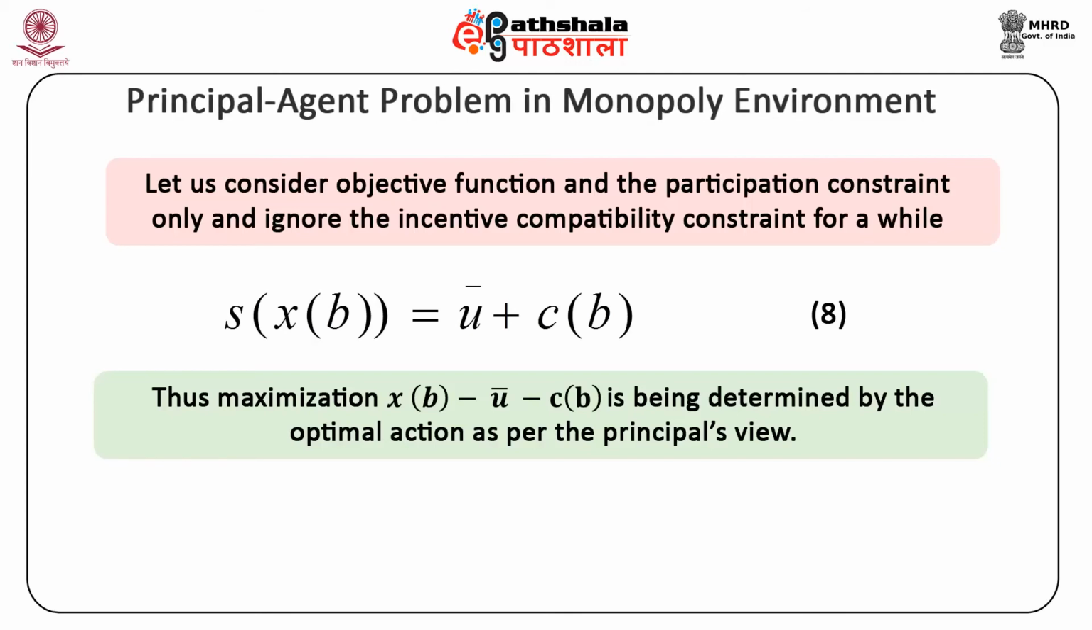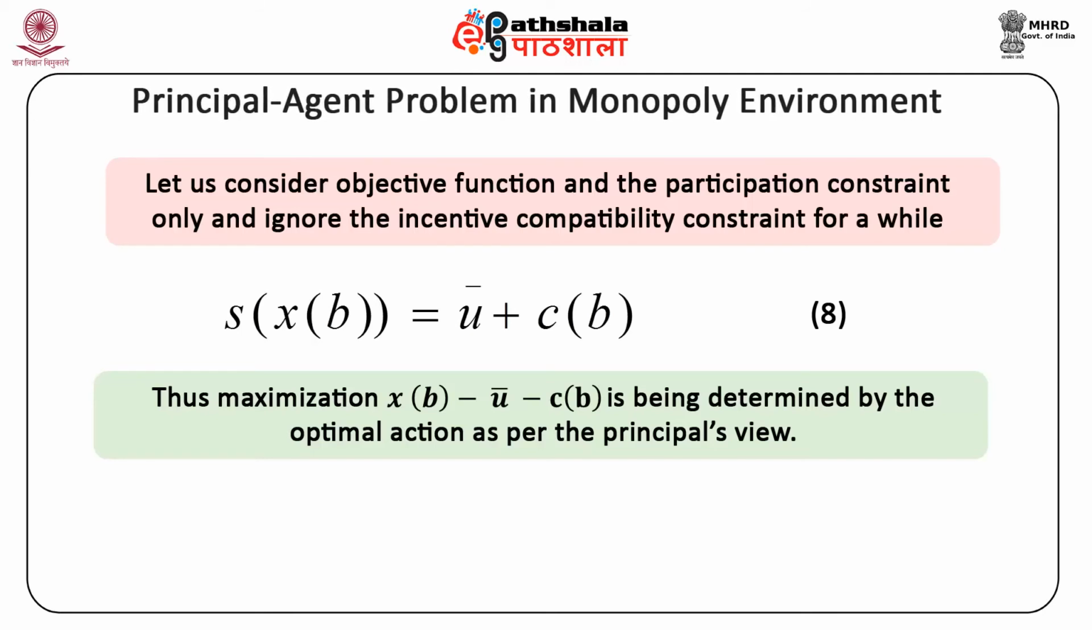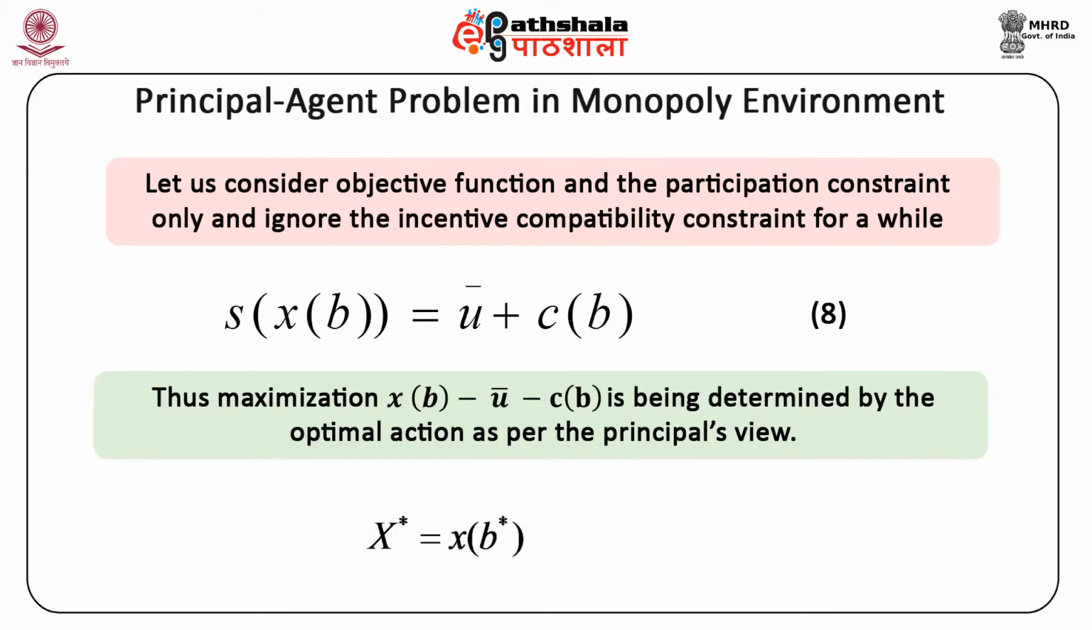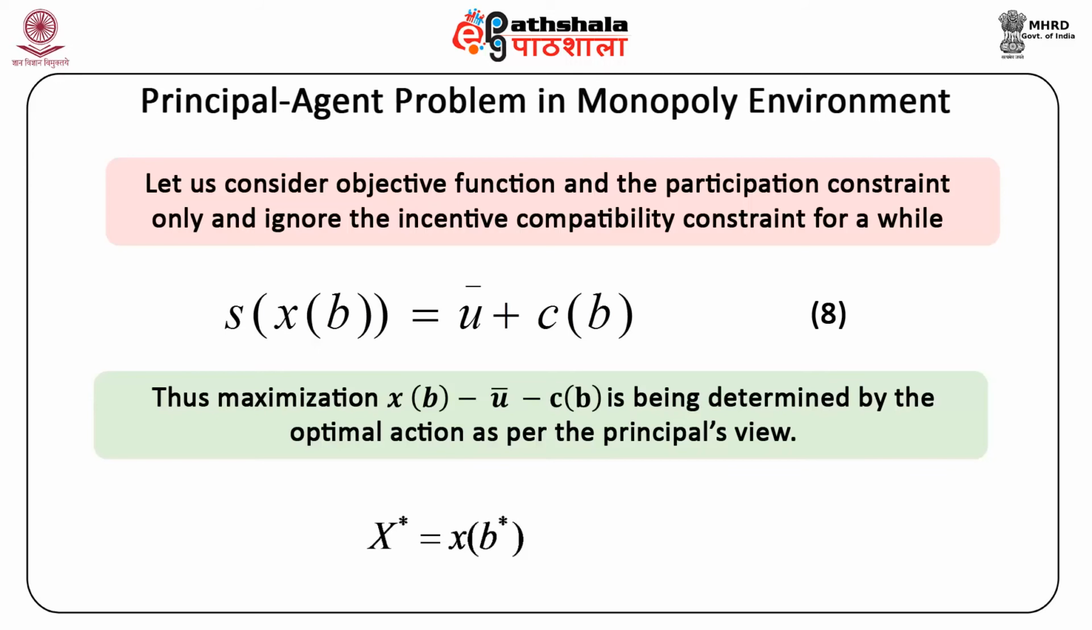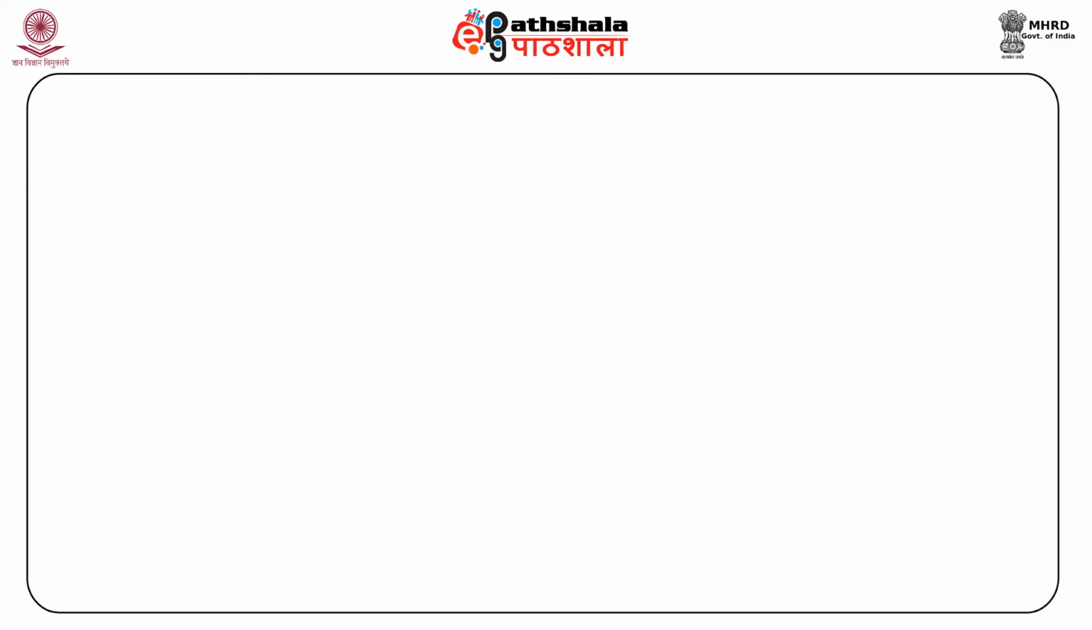We can call this action B star, along with its associated output level capital X star equals x(B star). This is given as condition 9. The overarching question that is derived here is: can we design the incentive payment schedule from the principal to the agent, S(x), that induces the agent to choose B star as the optimal action? In order to do so, we can proceed in a very simple way.